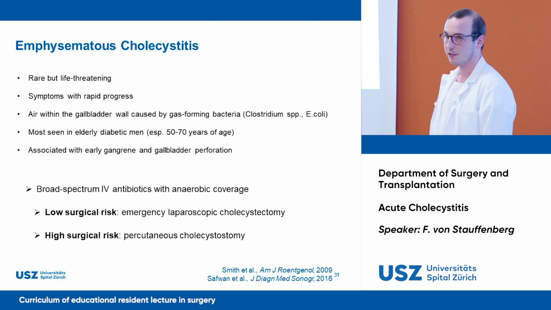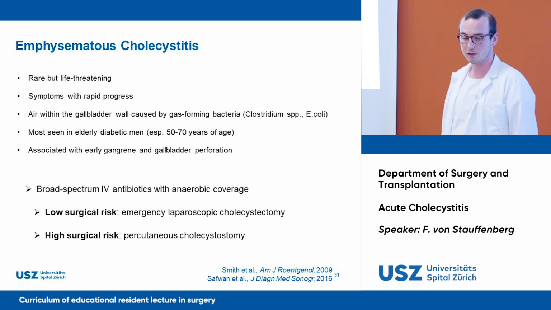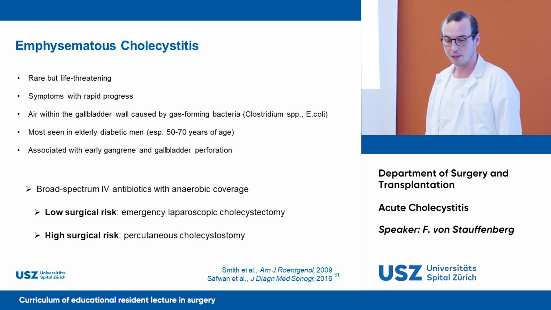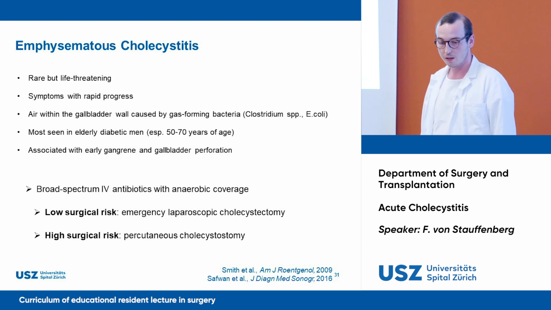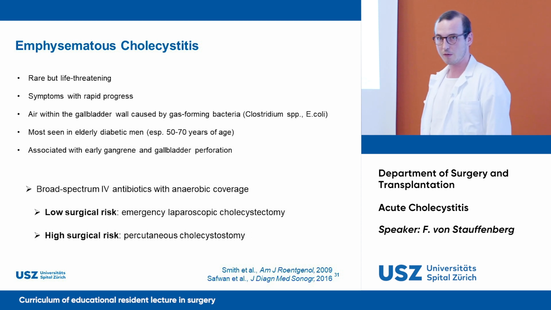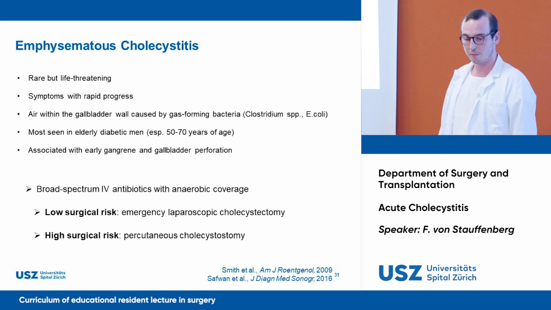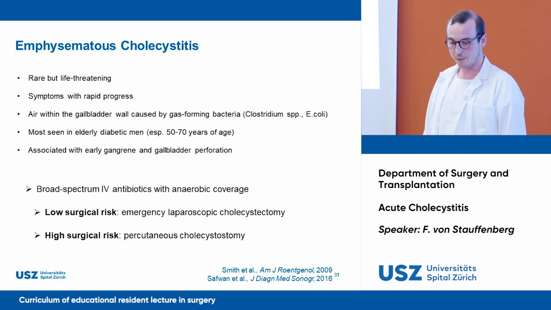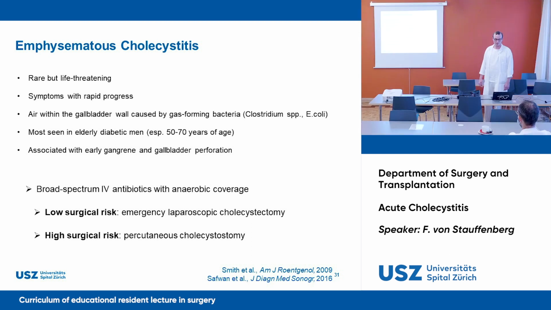A rare but life-threatening complication is the emphysematous cholecystitis. Symptoms also progress rapidly, and we have air within the gallbladder wall caused by gas-forming bacteria. It's mostly seen in elderly diabetic men and is associated with early gangrene and perforation of the gallbladder. We have to administer broad-spectrum IV antibiotics with anaerobic coverage, and in low surgical risk patients, we should do emergency laparoscopic cholecystectomy. In high-risk patients, we should do percutaneous cholecystostomy.